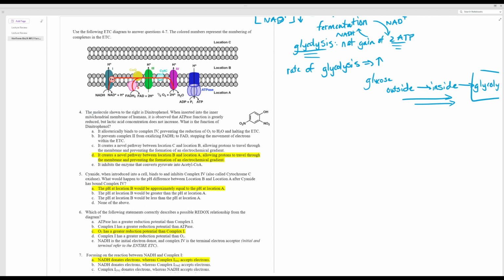So this is basically exactly what I drew up above, and we'll talk about some applications of this. Okay, the molecule shown to the right is dinitrophenol. Cool. You might also see it written as 2,4-dinitrophenol. Dinitrophenol is just the colloquial term, but technically the IUPAC name would be 2,4-dinitrophenol if you take an OChem.